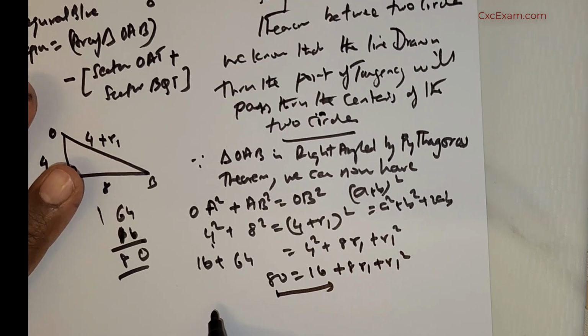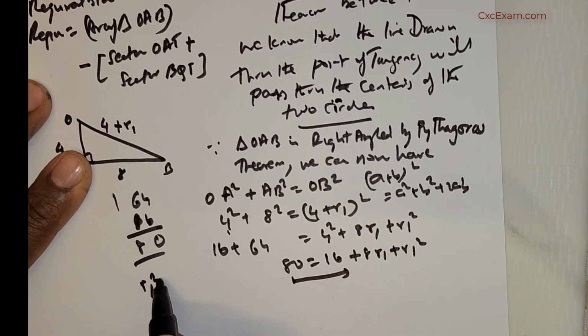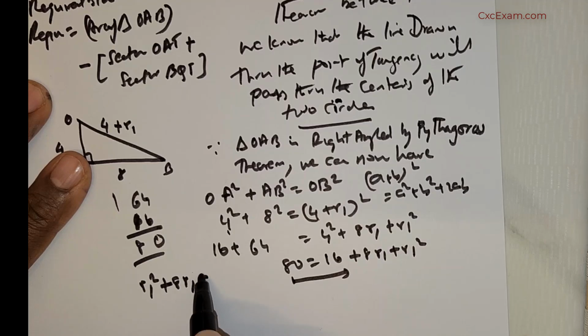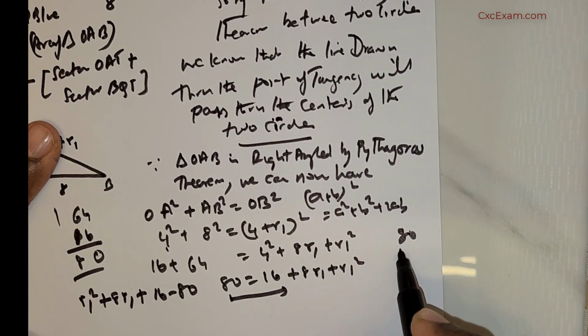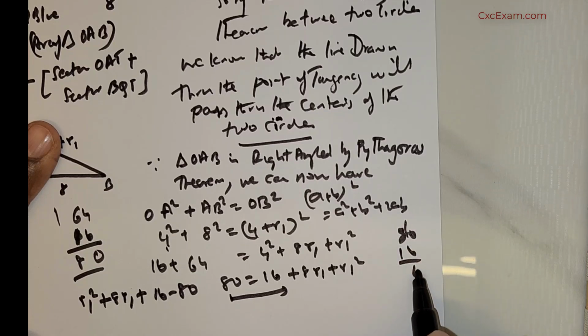You move this to the right. So you get r1 squared plus 8 times r1 plus 16 minus 80. So from 80 you take away 16, you have a 64.